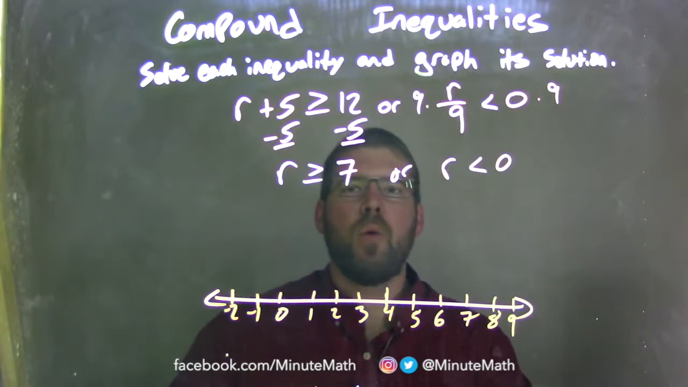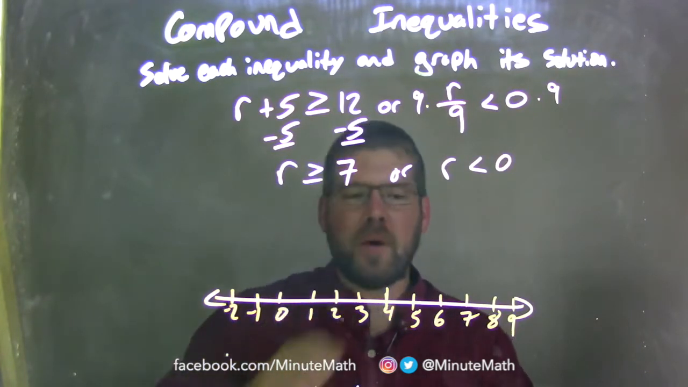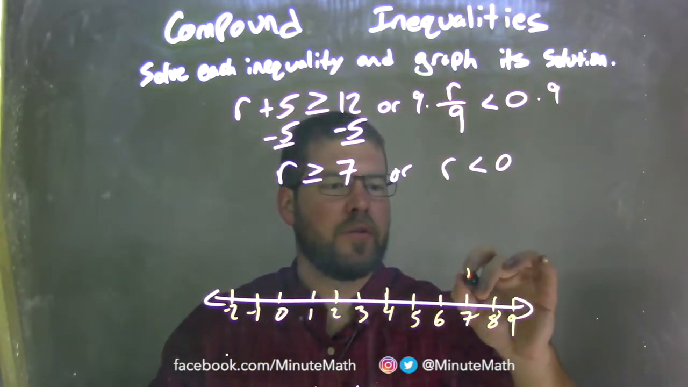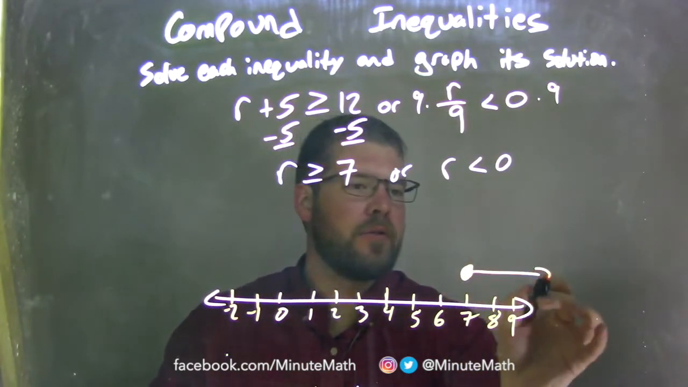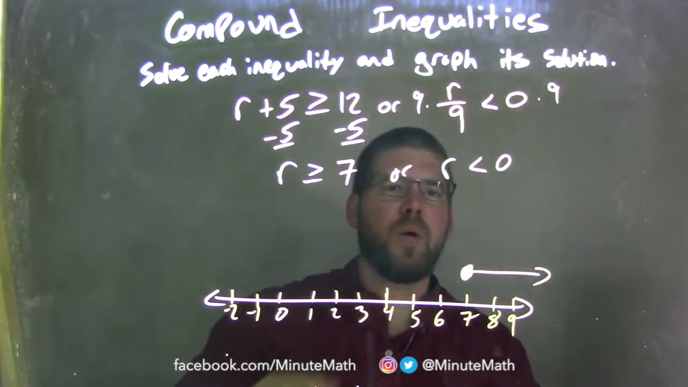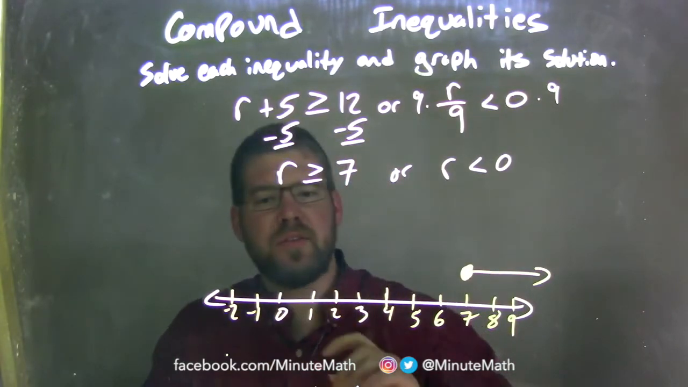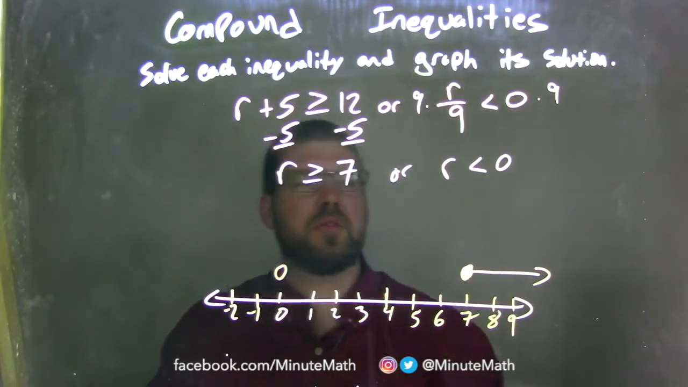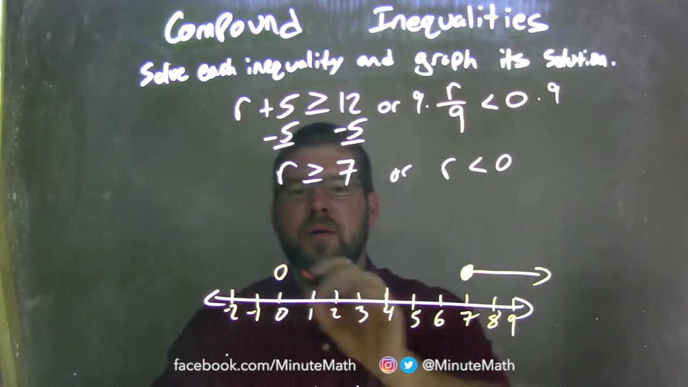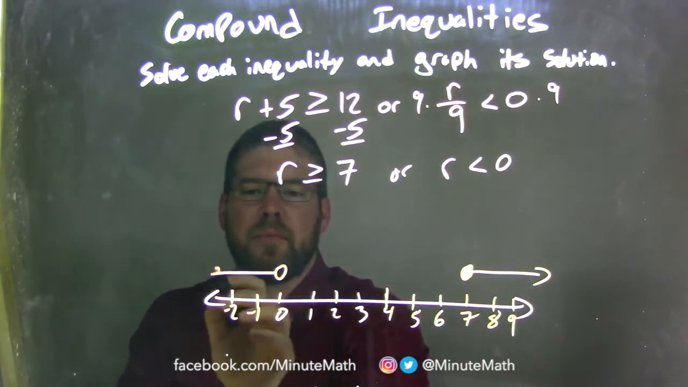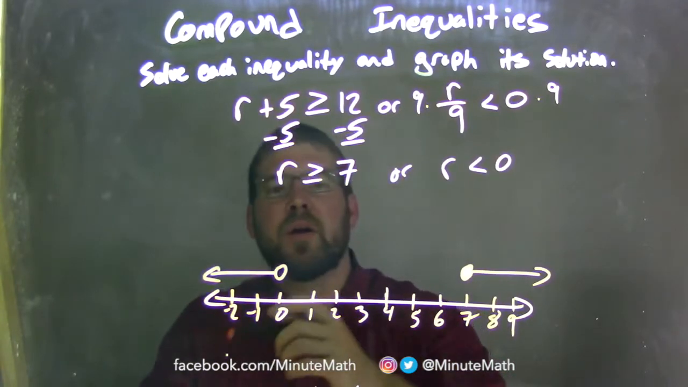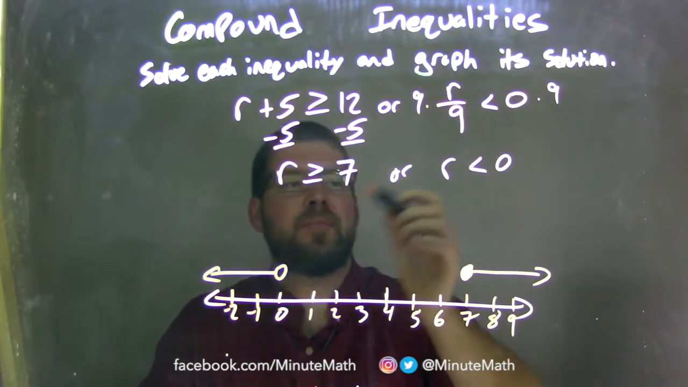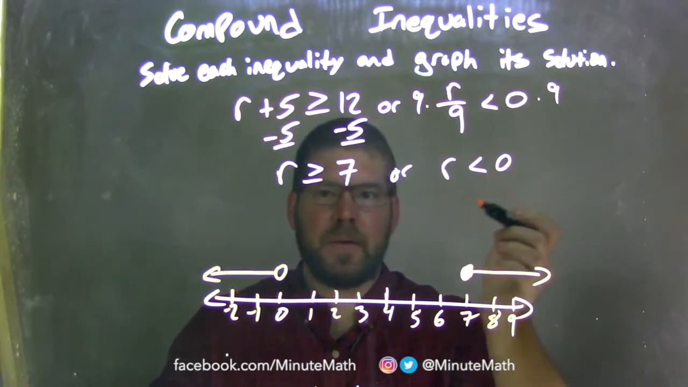Okay. Well, they told us here that R is greater than or equal to 7. So I have a closed circle at 7. And so R can be greater than that, so I'm going to put my arrow to the right. The other one, R is less than 0, so it's not equal to 0, so I have an open circle at 0, and it's less than 0, so I have to put my arrow to the left. And there we have it. We have our graph here that represents our compound inequality, which is R is greater than or equal to 7, or R is less than 0. Okay?